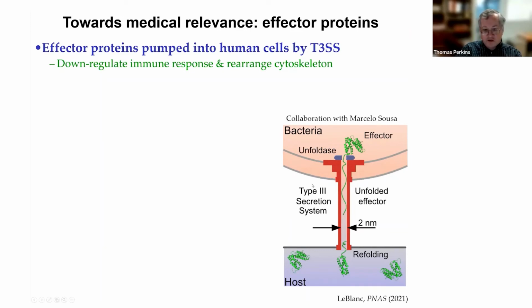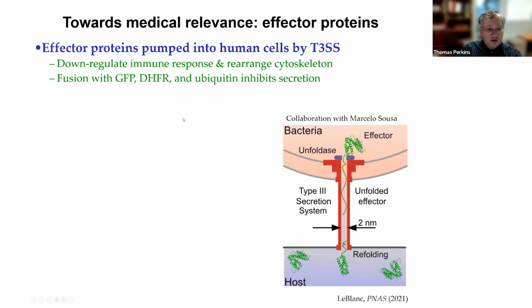And so what we see here is a type 3 secretion system. The effector protein translates through the type 3 secretion system, but the tunnel here is only 2 nanometers wide, so it has to unfold as it goes through into the host cell. Now these effector proteins can rearrange the cytoskeleton as well as change the immune response.